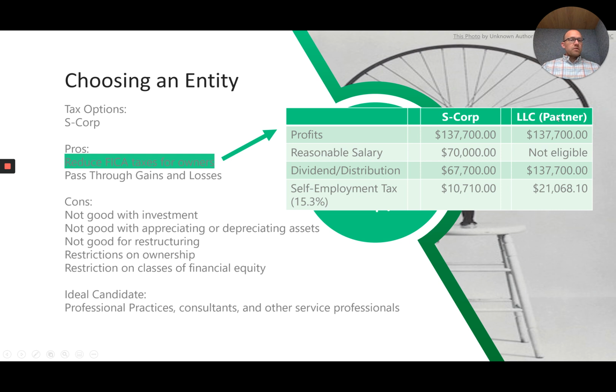That's pretty awesome compared to the partnership, where you're not eligible to do a reasonable salary to reduce the self-employment tax. So you end up paying the self-employment tax on the full $137,000, meaning you pay $21,000 in self-employment tax in the year. So there is a savings of a little over $10,000 in this factual scenario. When these numbers change, everything shifts and adjusts. If this number goes down and the reasonable salary goes up, then that savings shrinks, so there's kind of an ideal sweet spot where it works and can be used. This is the reason why most people use it.